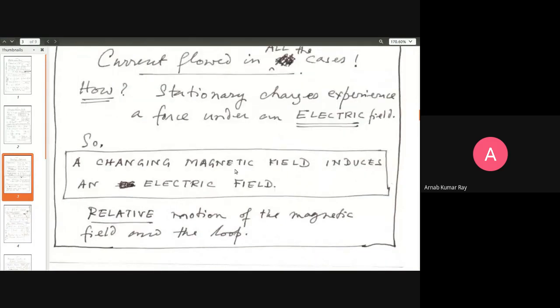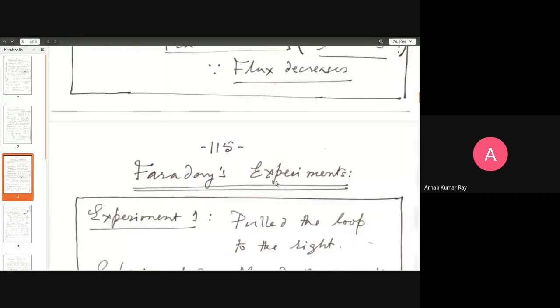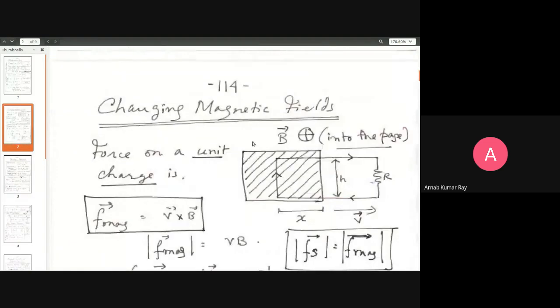So, this is the conclusion. A changing magnetic field induces an electric field. See, if you had done nothing, if this thing were there, you're not shifting this to the left, you're not shifting this to the right, you're not increasing or decreasing the shading, you're doing nothing of the kind, then there will be no current.